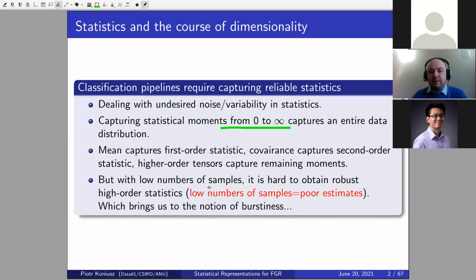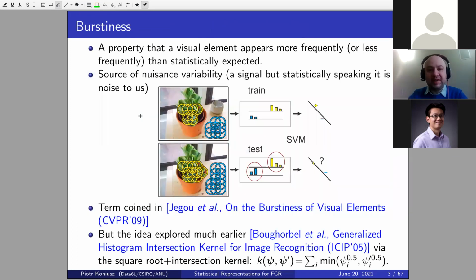But the issue is that with a low number of samples, one has to somehow obtain robust statistics. For third-order tensors, the number of coefficients grows cubically with respect to the dimension, the number of features, which results in poor estimates. Which brings me to the notion of burstiness, which is a property that a visual element appears more frequently or less frequently than statistically expected. This is a source of nuisance variability.